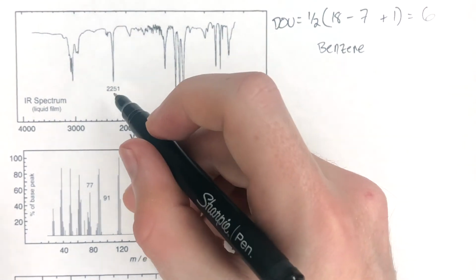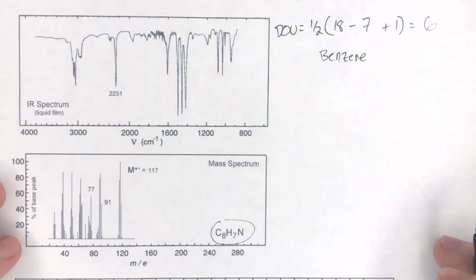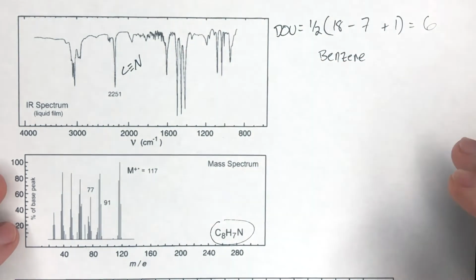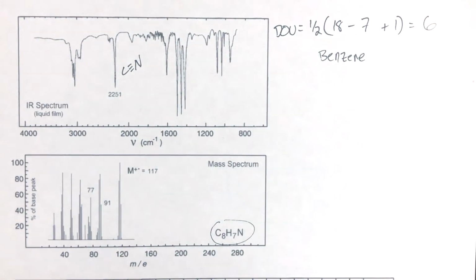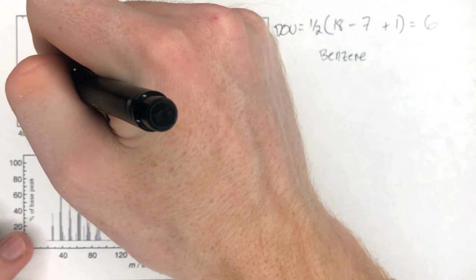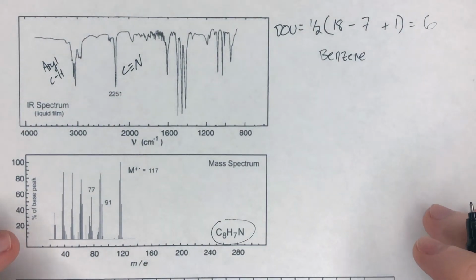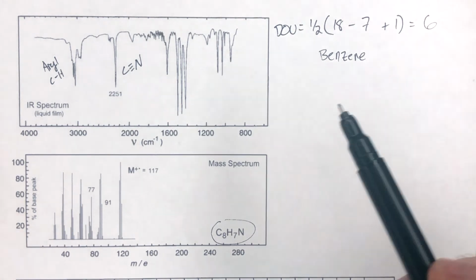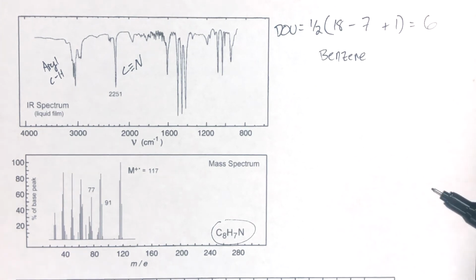So we do see this 2251 stretch that's obviously labeled. This is the stretching for a nitrile. It is very distinguishable from other stretches. So we have a nitrile there, carbon triple bond to a nitrogen, and then we do have aryl CHs at slightly above 3000. So that makes perfect sense here. Those are our four degrees of unsaturation from the benzene, and then 2 additional from the nitrile. So that's all 6.